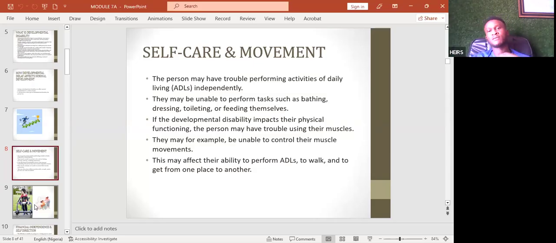So the person may not be able to perform activities of daily living. What are the activities of daily living? Such as bathing by themselves, eating for themselves, skipping, jumping, running, playing, toileting, dressing, and such tasks. And if the developmental disability impacts their physical functioning, the person may have trouble using their muscles. They may, for example, be unable to control their muscle movements, and this may affect their ability to perform activities of daily living, to walk, to get from one place to the other.